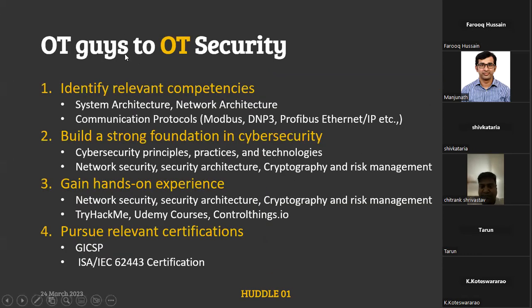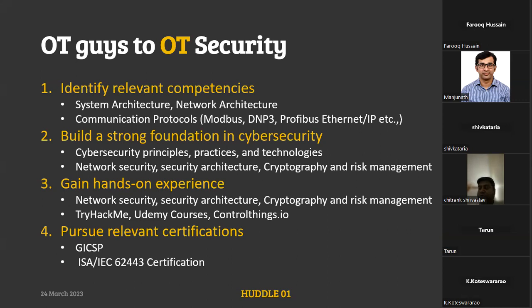So moving forward, now let us talk about how an industrial automation engineer can transit his career into OT security. First, you identify your relevant competencies. If you are coming from an automation background, you might already have experience with system architecture, network architectures, and you might know communication protocols like Modbus, DNP3, Profibus. Definitely, these things will really help when you are shifting your career to OT security, right?